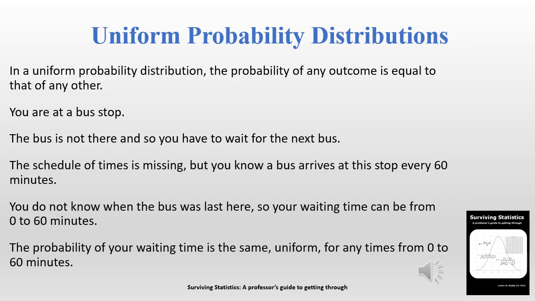All right, we're going to begin by talking about uniform probability distributions. In a uniform probability distribution, the probability of any one particular outcome is exactly equal to any other. So let's use an example: you're at a bus stop, waiting for a bus. There's no bus there, so now you have to wait for the next bus. There's no schedule of arrival times, but you just happen to know that a new bus arrives every 60 minutes. Since you don't know when the last bus was here, your waiting time could be anywhere from 0 to 60 minutes. And the probability of you waiting 50 minutes or 0 minutes or 1 minute is uniform. They all have the same probability.